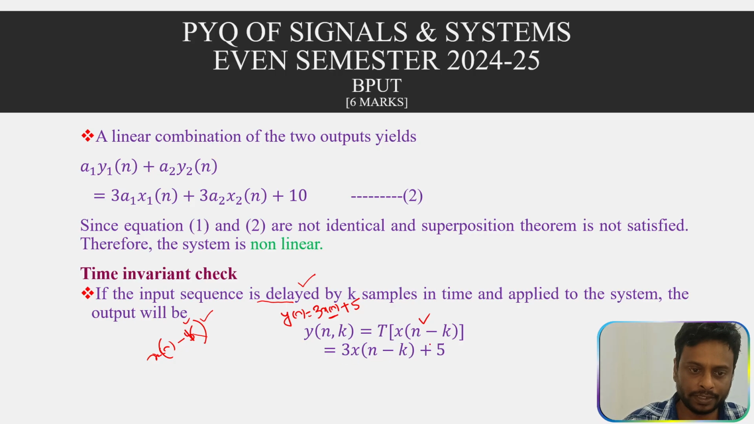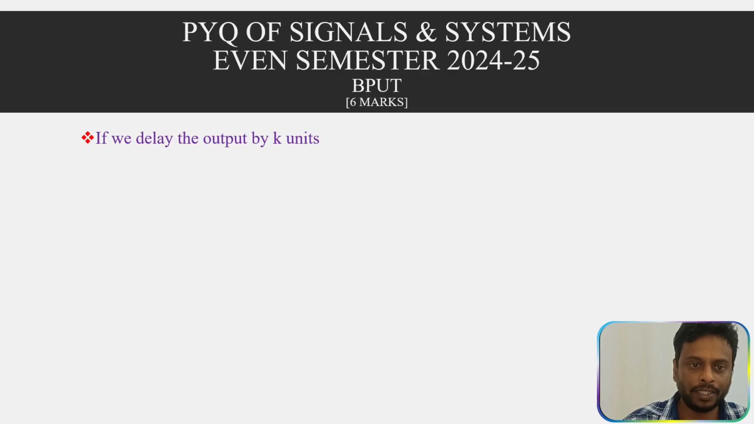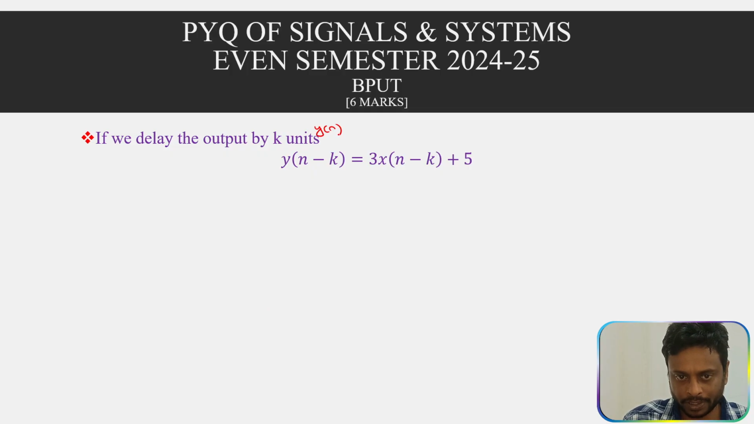The second thing to check is if we delay the output by k units of time. Our equation is again y of n equal to 3x of n plus 5. In this case, for the delayed output, n will be replaced by n minus k.